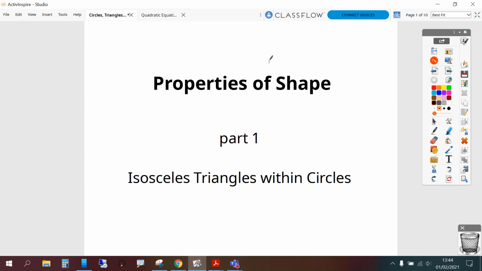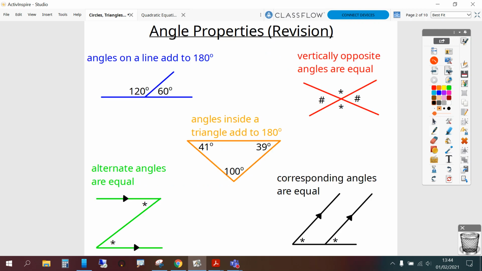This is Properties of Shape, Part 1, Isosceles Triangles within Circles. Now before we look at that, we need to remind ourselves of some angle properties.